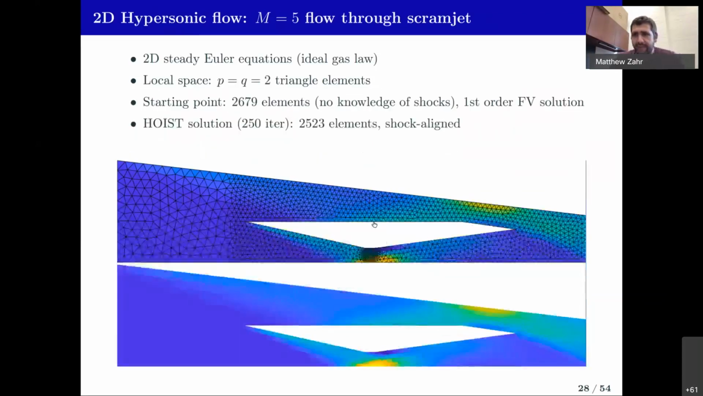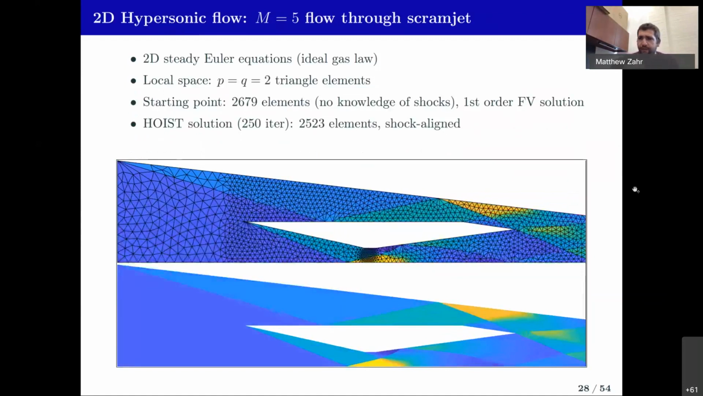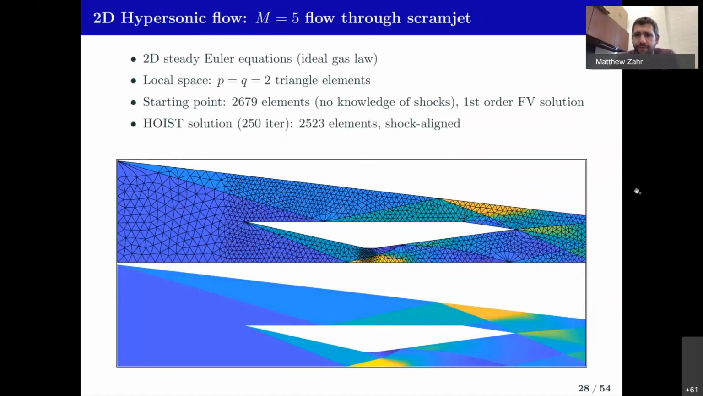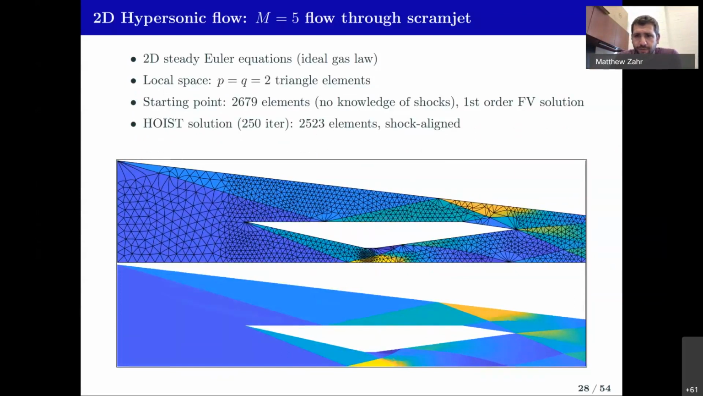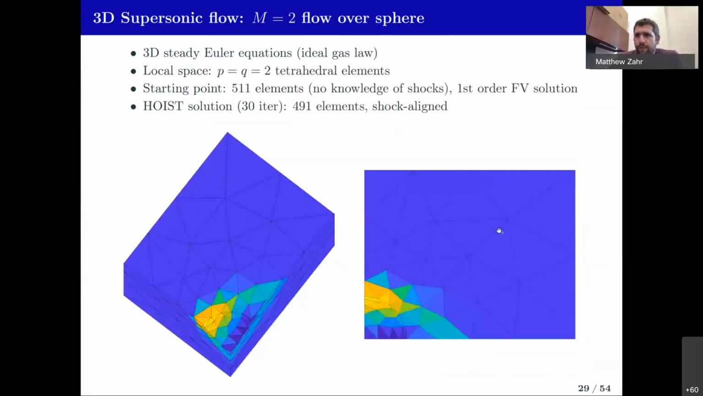Taking that same example a little bit more to the extreme, with higher Mach number and more complex geometry, we see similar behavior. We can get the intersections, the reflections, and the curved shocks out of this. It takes a few more iterations and requires a bit finer mesh in this case, but it eventually converges to a reasonably aligned mesh.